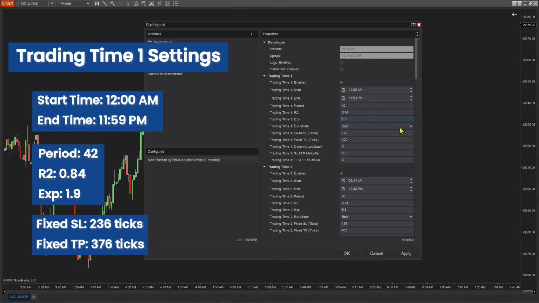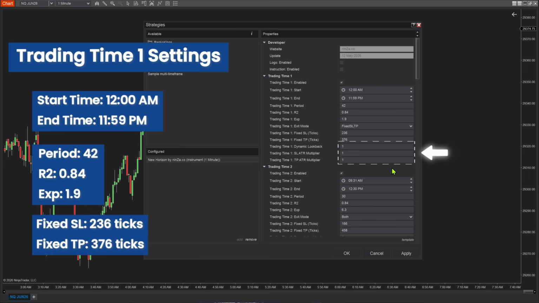Under exit mode, select Fixed Stop Loss, Take Profit. Then enter the following values. Fixed Stop Loss, 236 ticks. Fixed Take Profit, 376 ticks. This means every trade will be managed using a fixed stop loss and fixed take profit target.